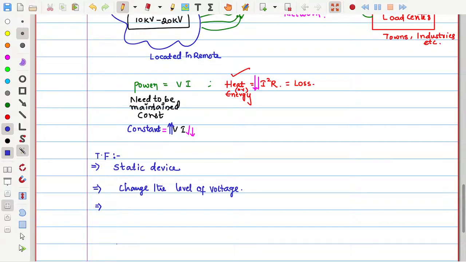Now let us see the constructional features of the transformer, the principle of operation and the induced EMF concept. For which, let me play some animated video out of that.